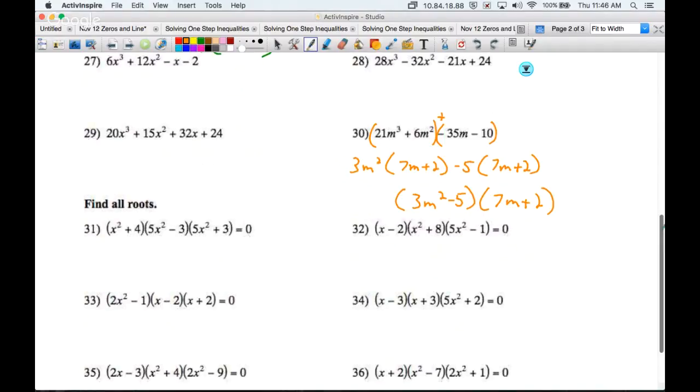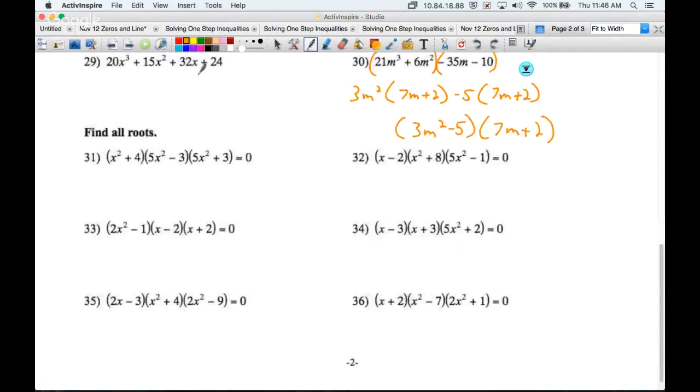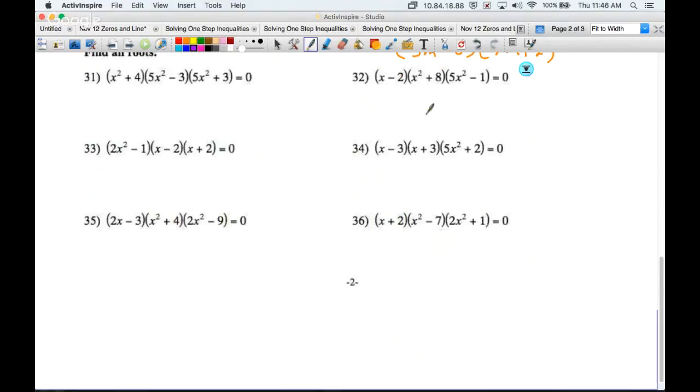All right, find all roots. Well, these are all in factored form, which is really nice. So all we have to do is use the zero product property. I'll just do 35 because it looks good. I'm going to set each of these factors equal to 0. That's the zero product property right there. And now each of these can be solved pretty quickly.